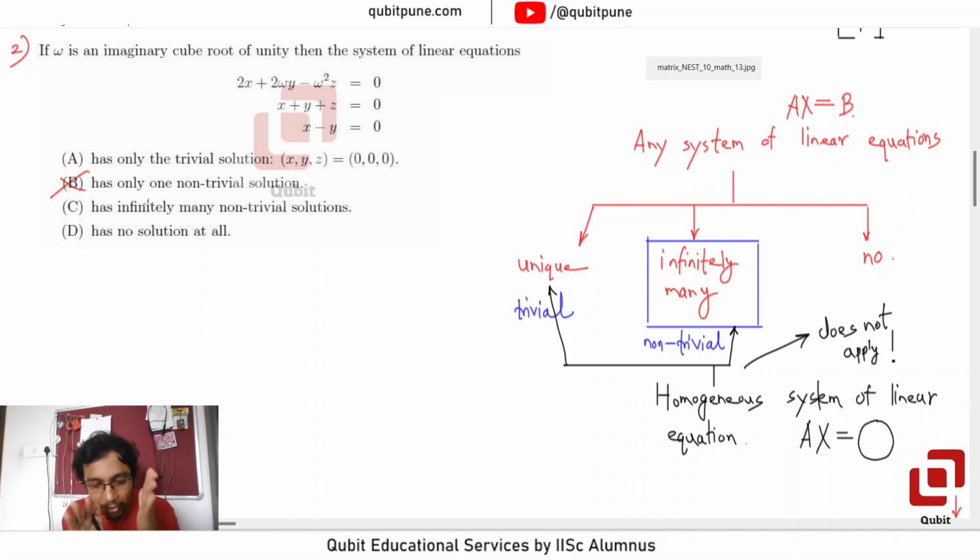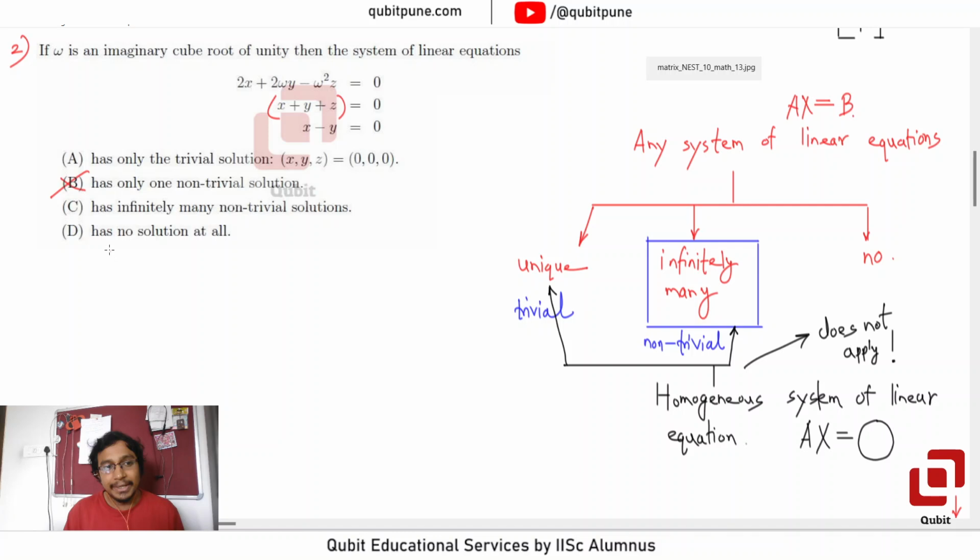If one non-trivial solution exists, all multiples of it will also serve as non-trivial solutions. Got it? Because see, if we have some combination which is working, if I multiply this by k, it will still be satisfying that, isn't it? Because right hand side is 0. So option B चला गया. ठीक है? Has infinitely many non-trivial solutions?